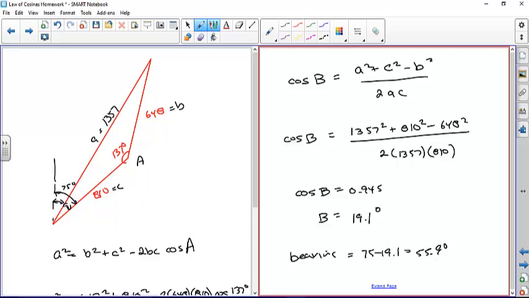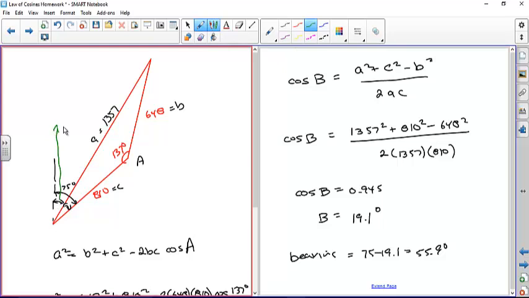So what I've done is I've found this angle right here. This is angle B. This is angle C. This is angle A. So what I did is I took 75, this angle, between the north and going from this place to this place, and subtracted the interior angle of this triangle to get the bearing.